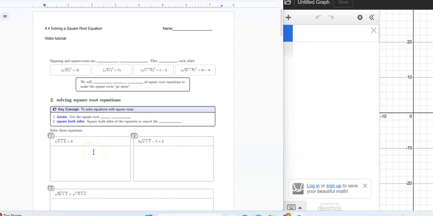Hello, here is the video tutorial for 4.4, solving a square root equation.